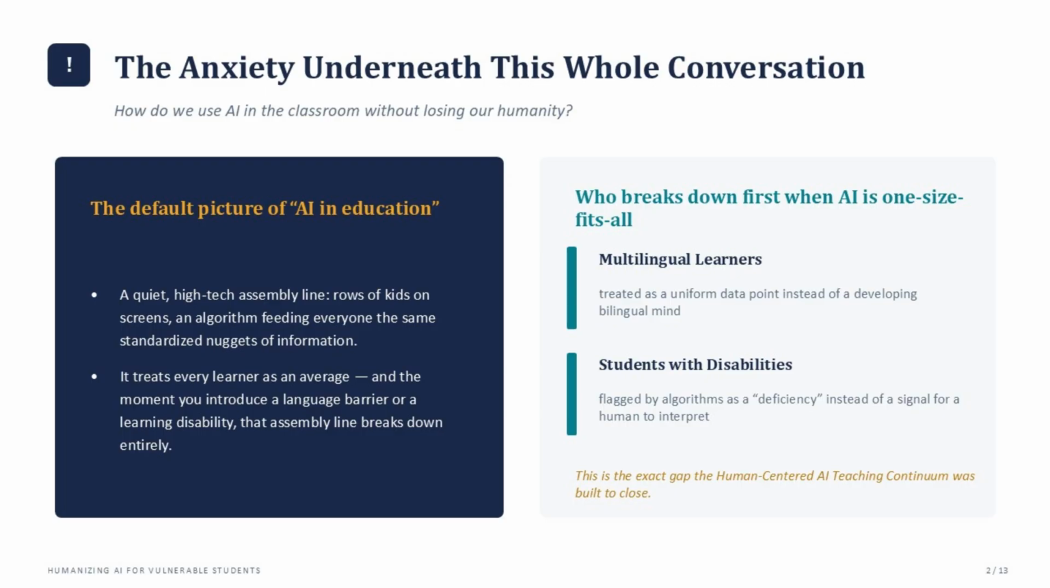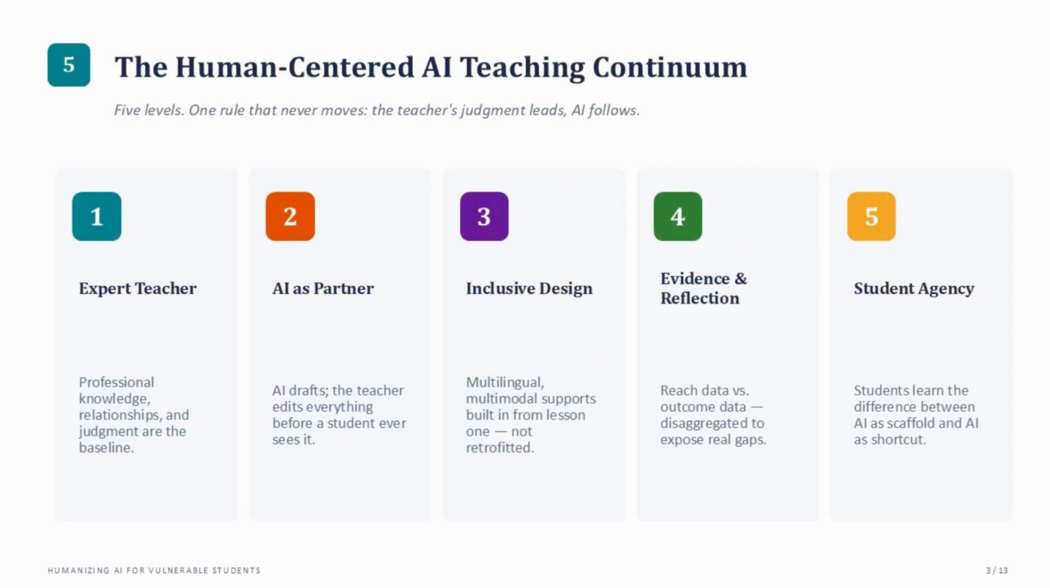It really does, which is why we have to start with a foundational question. Right. Before we even look at what the technology can do, we have to establish who is actually in charge of the classroom. Because general AI models focus heavily on automation. Right. And efficiency. They treat learners as uniform data points. But Angela's framework starts completely differently. Which brings us to level 1, right? Yes. Level 1 is the expert teacher. It asserts that professional knowledge, human relationships, and instructional judgment are the absolute baseline.